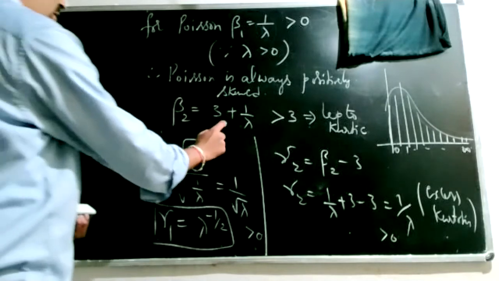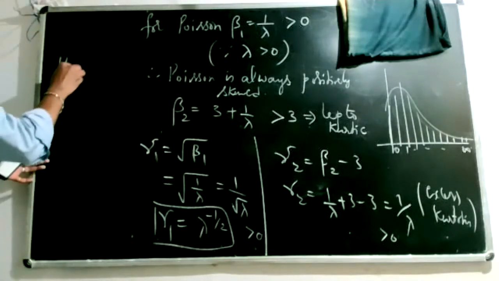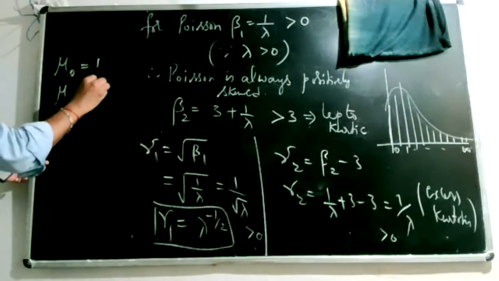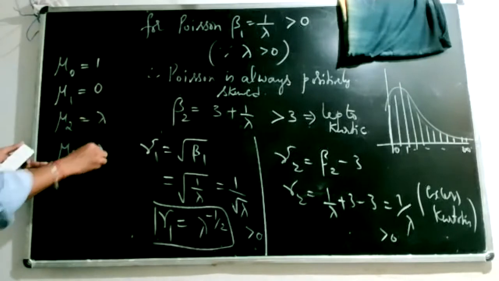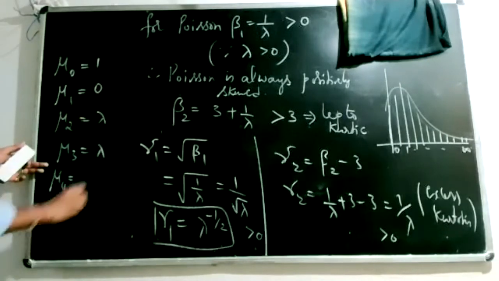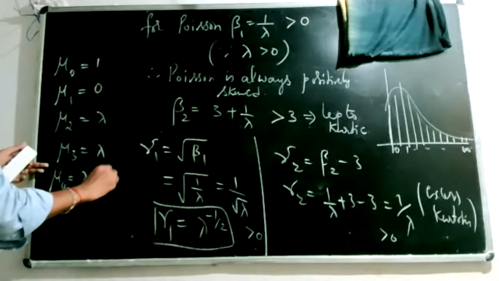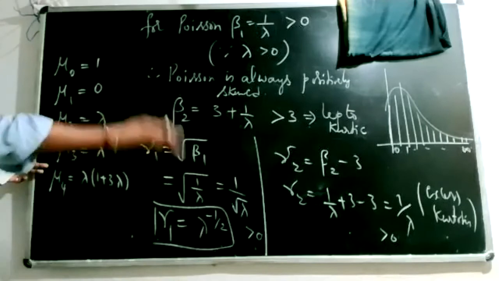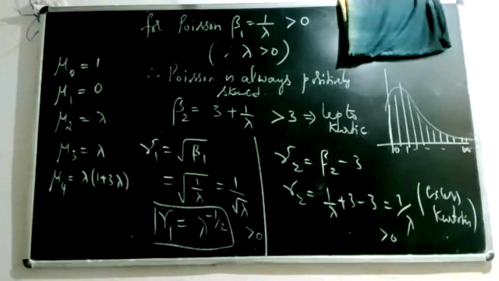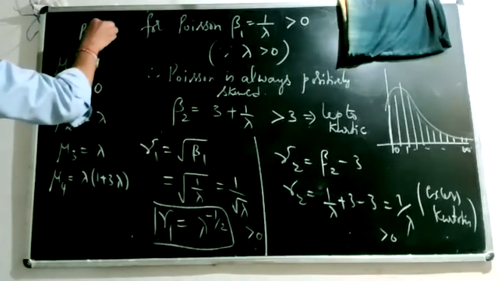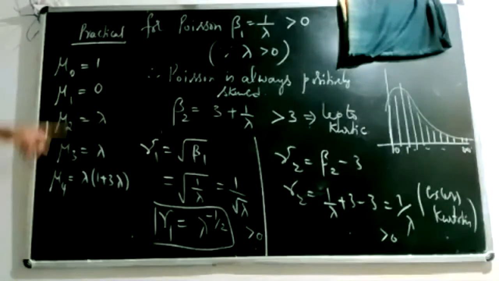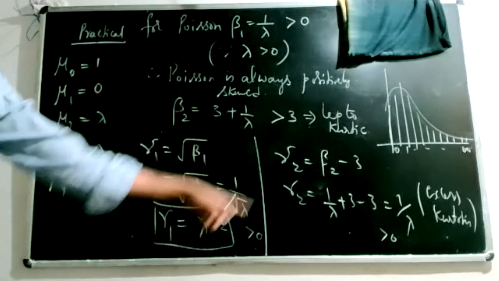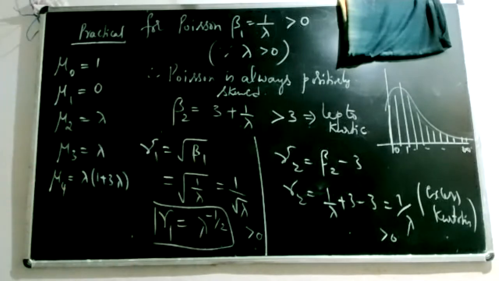Now you got the answer for all your moments. So mu 0 is equal to 1, mu 1 is equal to 0, mu 2 is equal to lambda, mu 3 is equal to lambda, mu 4 is equal to lambda into 1 plus 3 lambda, and then memorize beta 1 as well as beta 2 for this. Now we had some practical questions, right? In the first practical of Poisson, for a given value of lambda, you are asked to obtain the moments, skewness and kurtosis. So you have the formulas with you now. Complete those questions of the practicals.